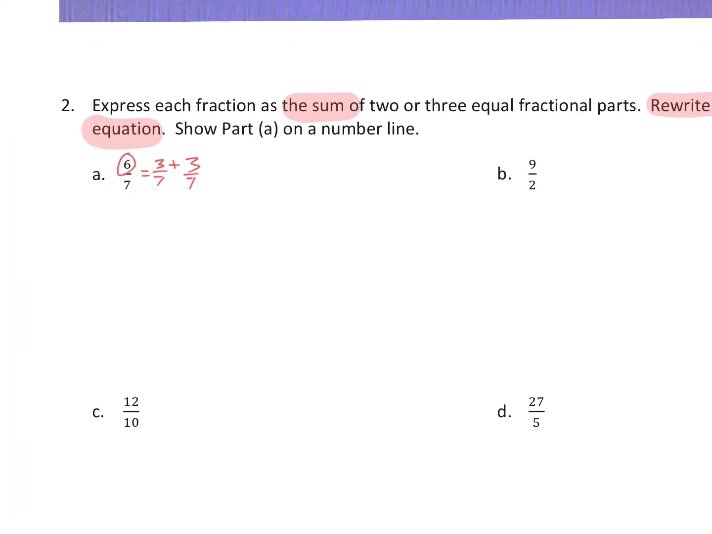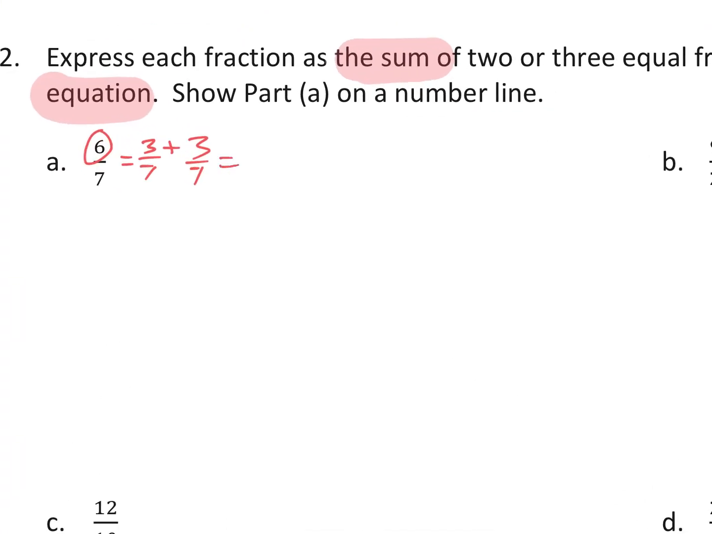Well, I would write that, let me zoom in again, equals 2 times 3/7, right? So first, I change this to an addition problem of equal parts, and then I changed the addition problem and wrote it as a multiplication problem. I have 1, 2, that's where I got the 2 from, and then 3/7.